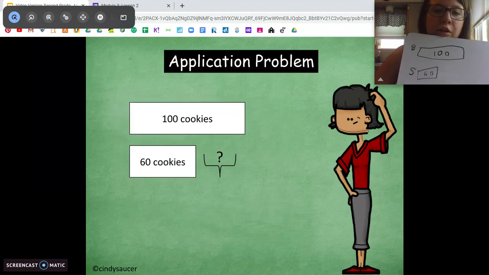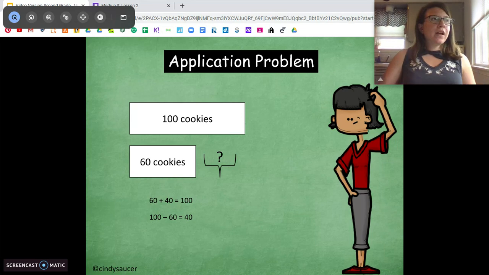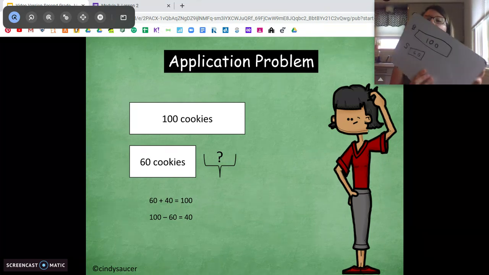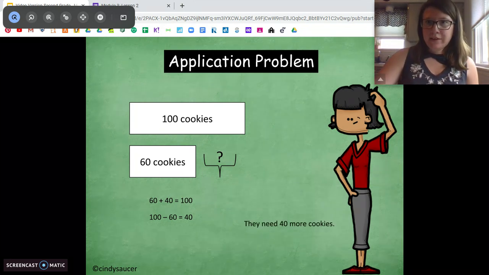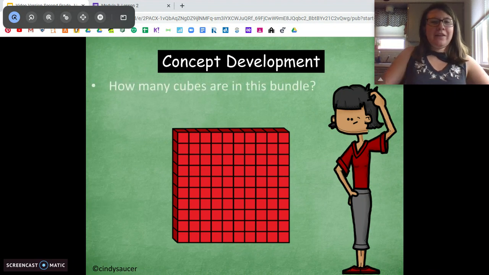40, very good. You also could have solved it like our tape diagram here and known that 60 plus 40 equals 100, or 100 minus 60 equals 40. Lots of ways to solve, whatever works for you. But drawing a picture is helpful so that you know what you're solving for. That's my advice.